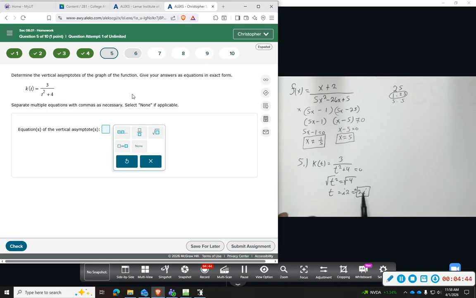Imaginary is not a real number, so that means there's no number that we will plug in on the bottom and give us an asymptote. So there are no asymptotes for this problem. So it says separate answers with a comma, select none if applicable. So there are none because it's not real.